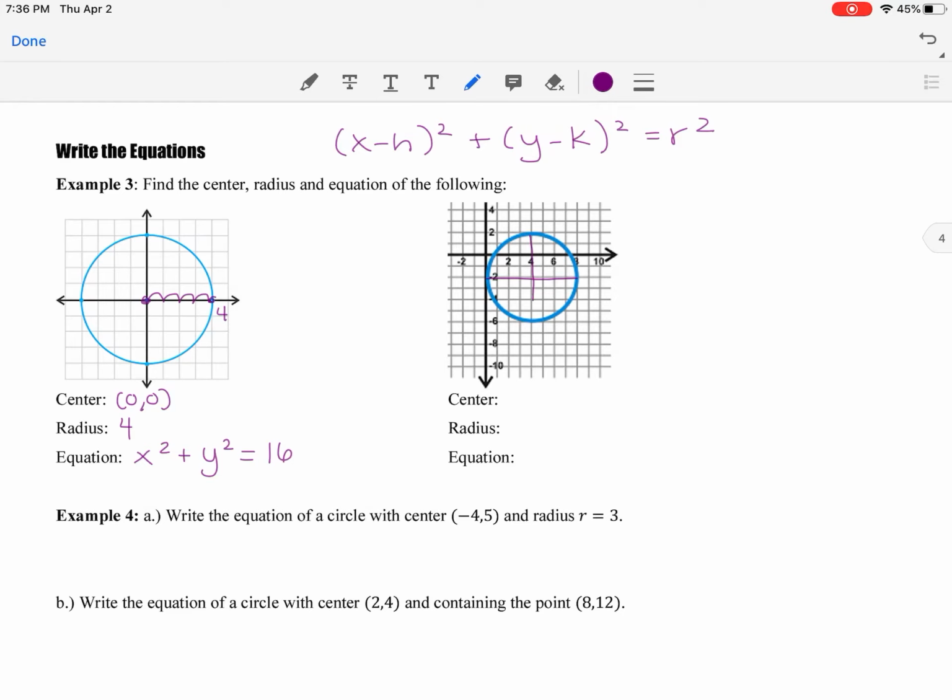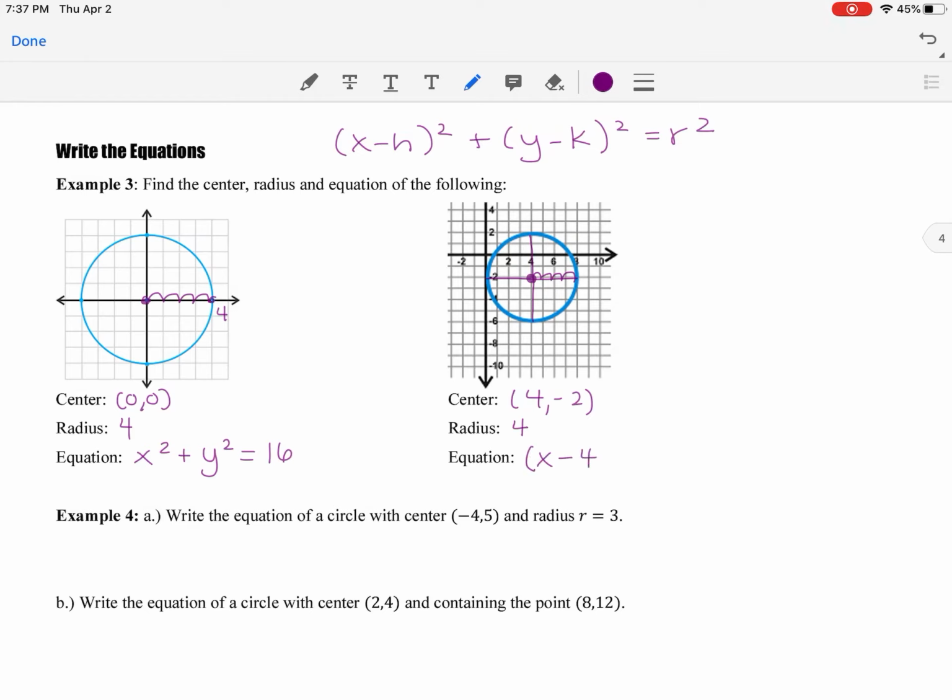Okay, over here on the right, I'll teach you a little trick to find the center if you're having a hard time. If you put the crisscross in there, then you can tell where the center is. So it looks like here the center is at 4, comma, negative 2. Now let's count again for the radius. 1, 2, 3, 4. Okay, so the radius is 4.